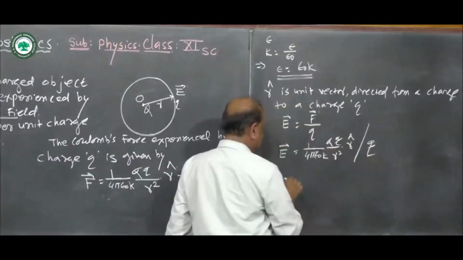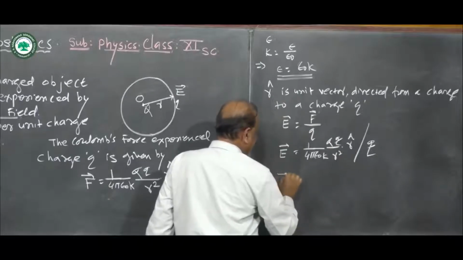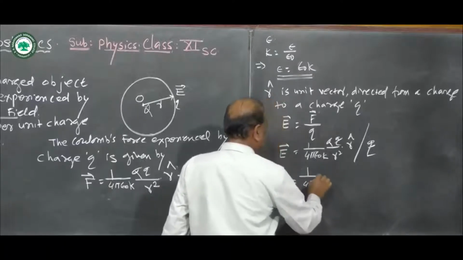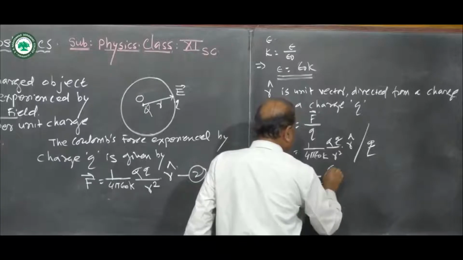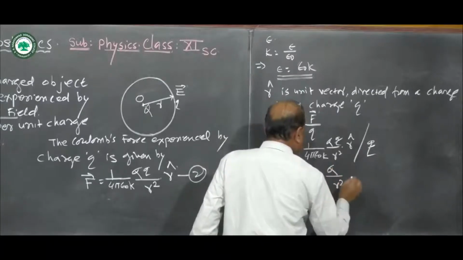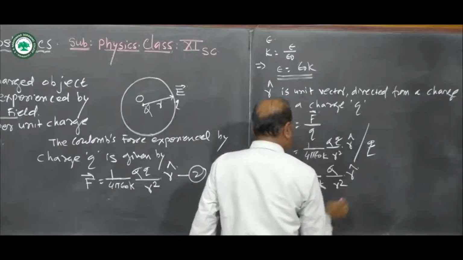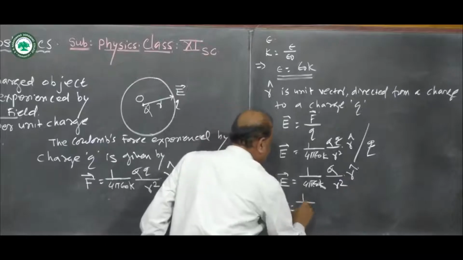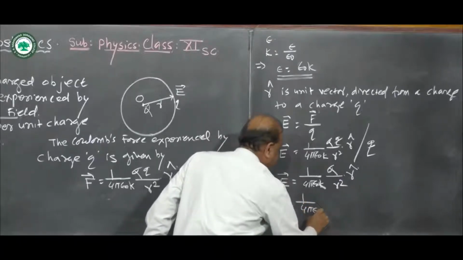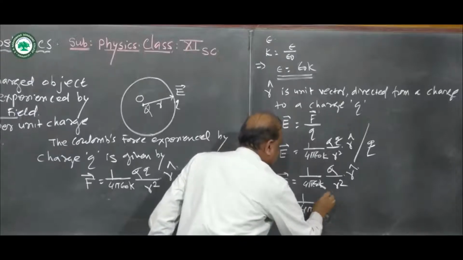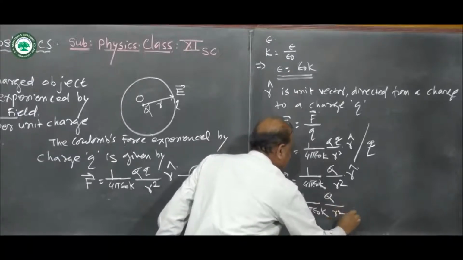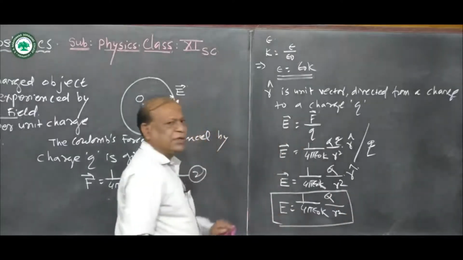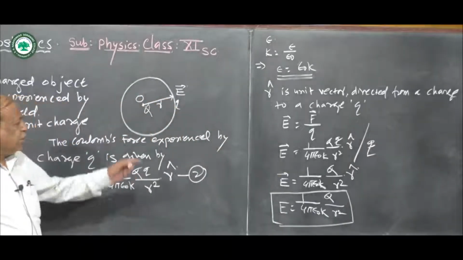This q cancels with this one, and then the electric field E is equal to 1 upon 4 pi epsilon 0 k, that q divided by r square into r cap, or the magnitude of this electric field E is equal to 1 upon 4 pi epsilon 0 k, that q divided by r square. This is the electric field intensity E here.